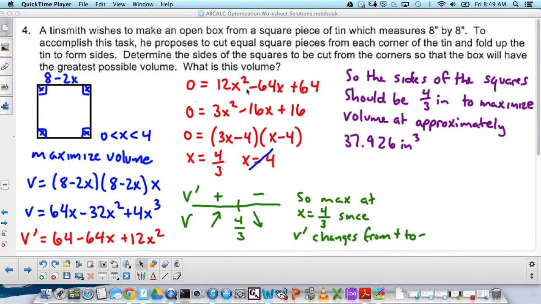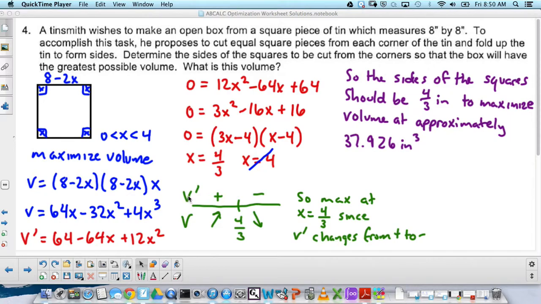I'm going to divide everything by 4, and that would reduce this to 3x squared minus 16x plus 16. If we factor, we would get 0 equals 3x minus 4 times x minus 4. And we'll set each one equal to 0, and we get x equals 4/3 for this one, and x equals 4 for this one. But as we said, we can't use 4 because that would cut off the whole side of the box. So that eliminates 4 as a solution, so we're only dealing with x equals 4/3.